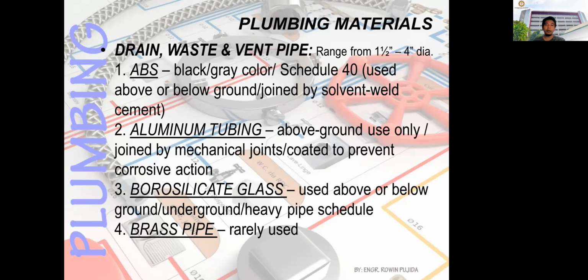Next, we have the drain, waste, and vent pipes. So these are the pipes to be used for drain, waste, and vent pipes. So it ranges from 1.5 inch diameter to 4-inch diameter. Okay, and then you have here the ABS, the acrylonitrile butadiene styrene. So the color for this is black or gray color, and it should be of schedule 40 so that this material is not too easy to be broken.